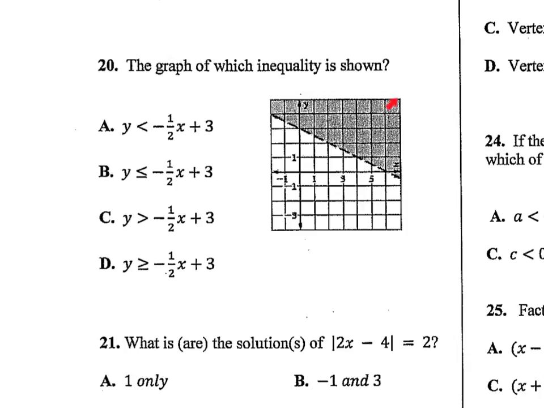Here you have a graph of an inequality. Okay, it's a dashed line right here, and they're shading above. Remember, if it's going above, it's probably making you greater. So which of these do you think this would apply to?